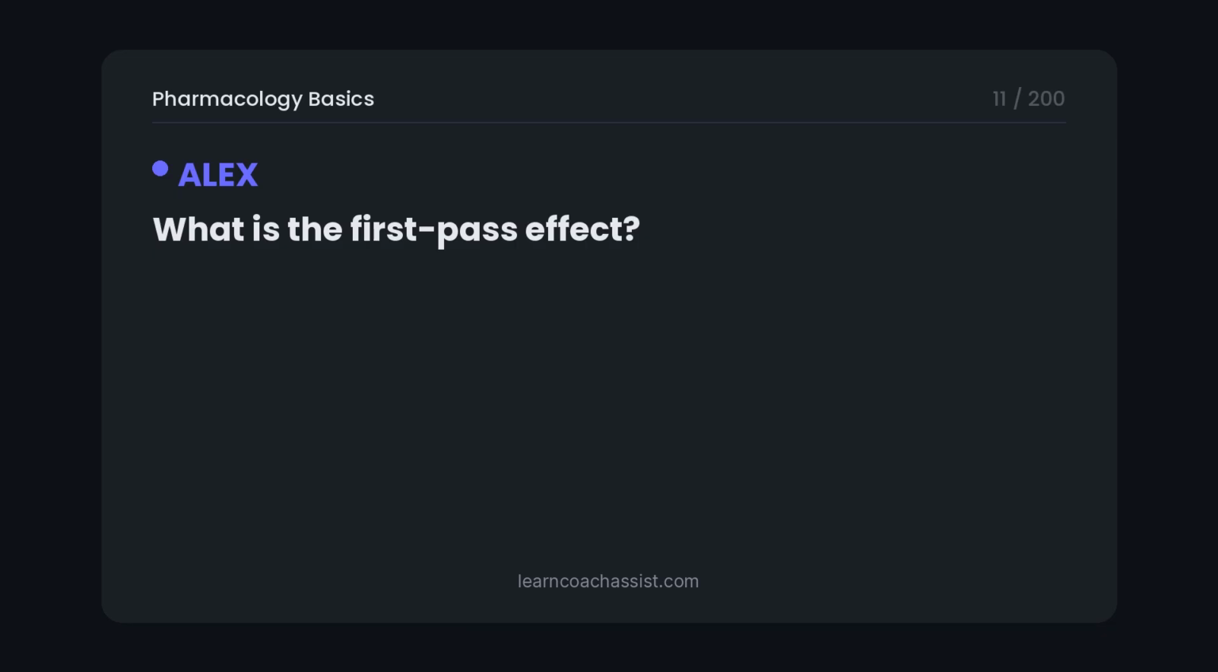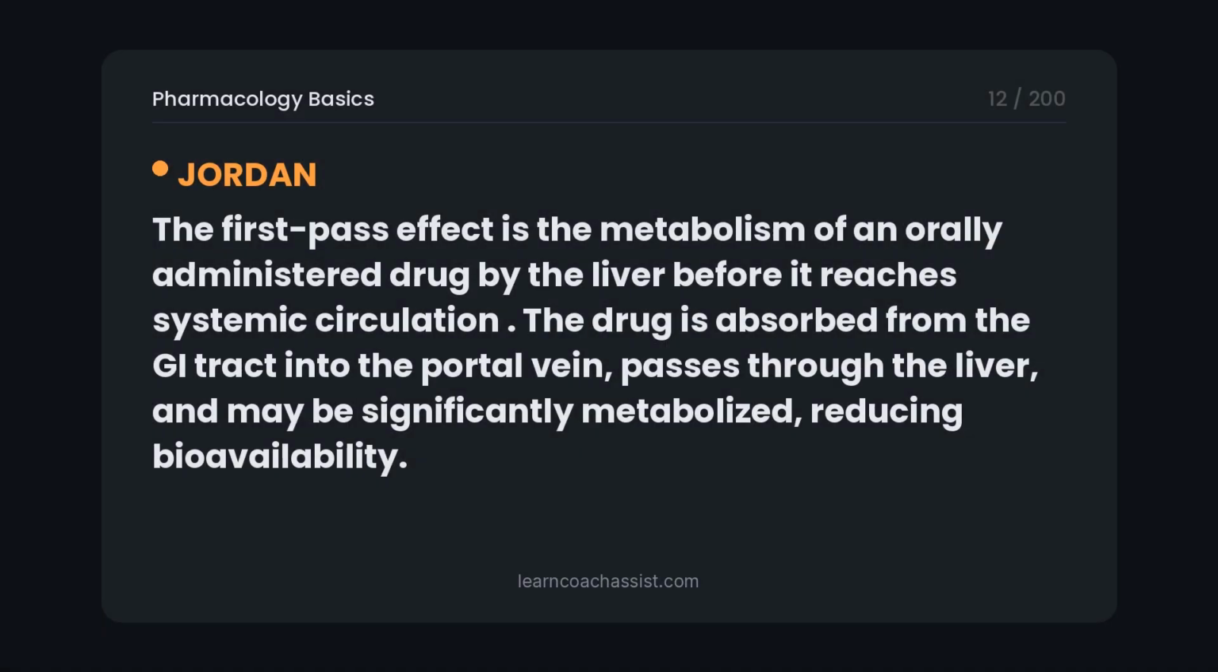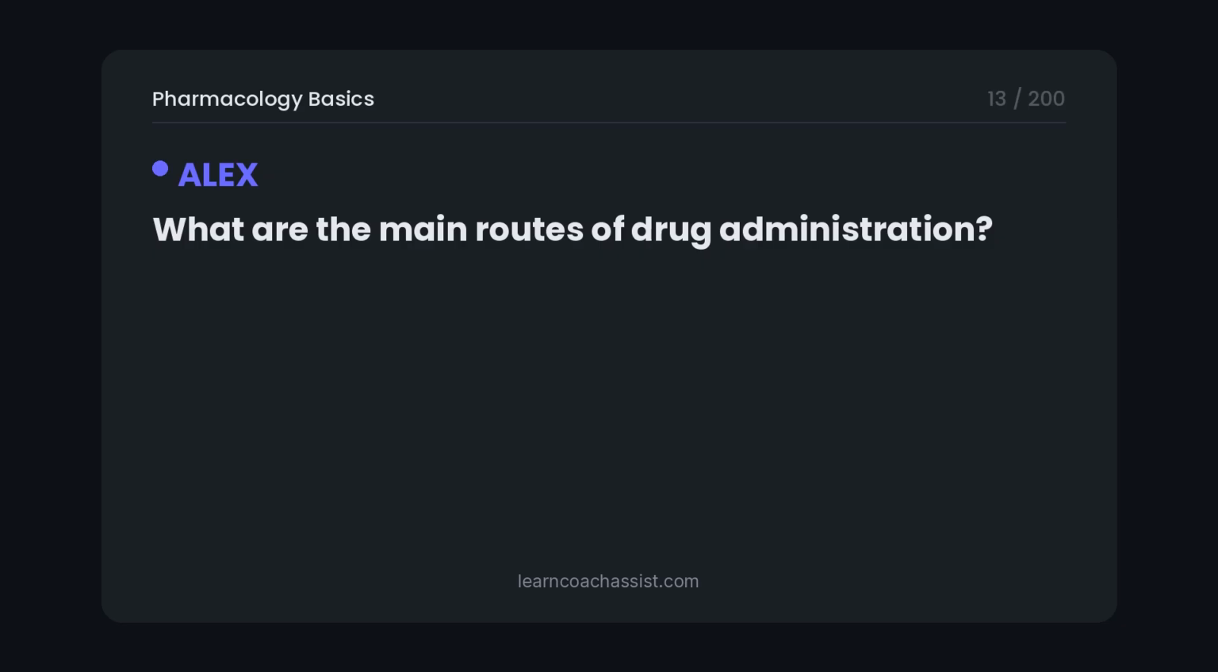What is the first-pass effect? The first-pass effect is the metabolism of an orally administered drug by the liver before it reaches systemic circulation. The drug is absorbed from the GI tract into the portal vein, passes through the liver, and may be significantly metabolized, reducing bioavailability.